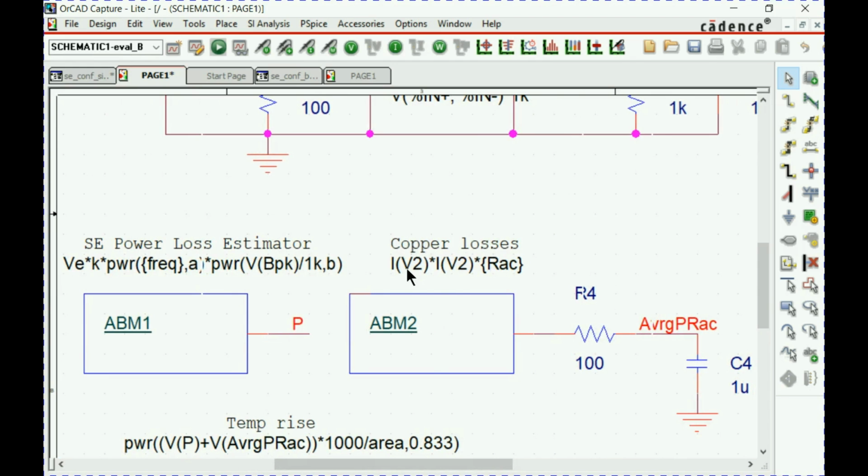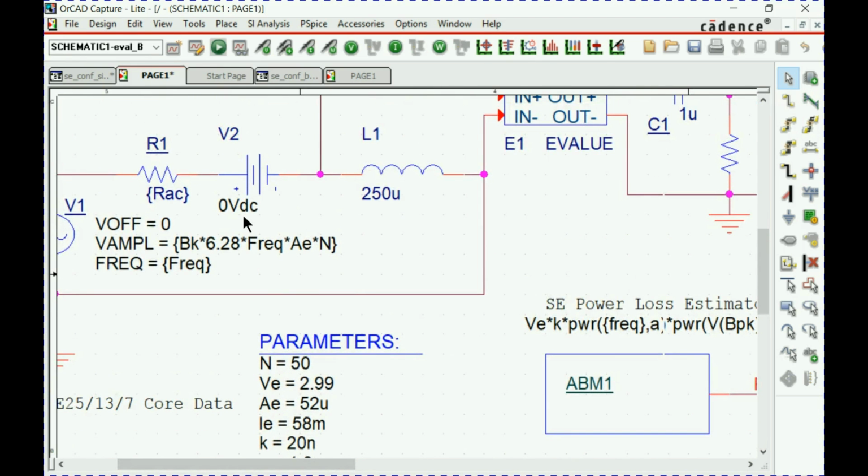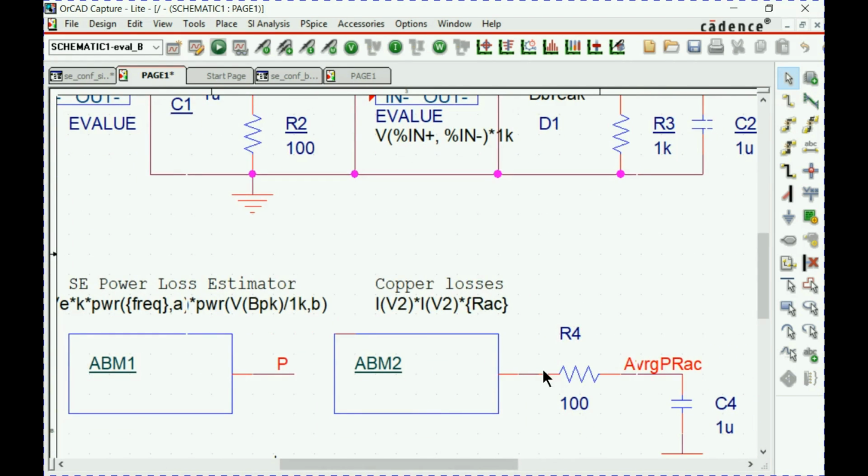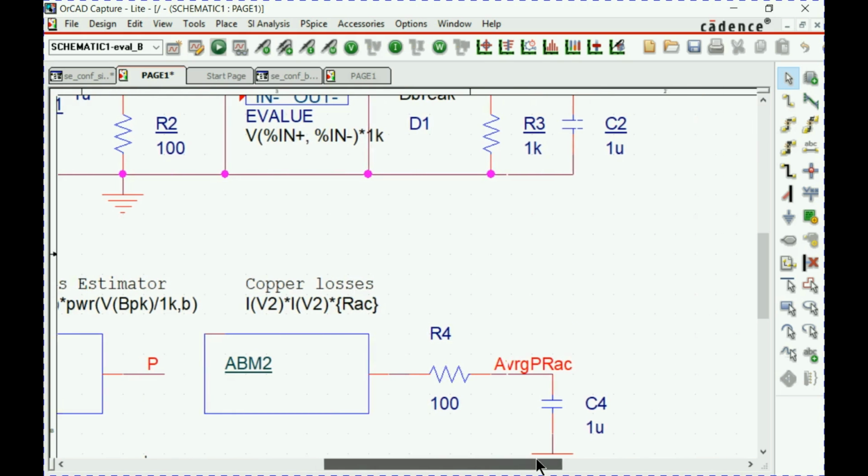Now I'm calculating the copper loss. I'm assuming that RAC is known. This IV2 is the current through this voltage source of V2. So here we have this product. This is a pulsating waveform here because this is time dependent. The current is time dependent because this is a sinusoidal waveform. And to get the average value, there is a low pass filter here. And so this is the average value of the copper loss.